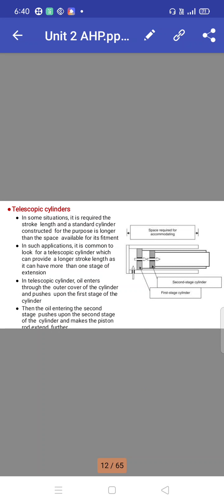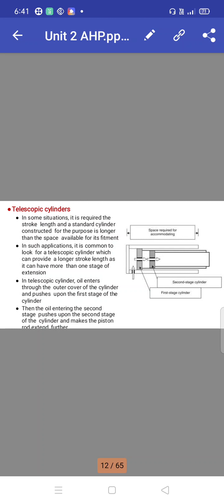Then telescopic cylinders. In some situations a long stroke length is required, and the standard cylinder constructed for the purpose is longer than the space available for its fitment. In such applications, it is common to look at telescopic cylinders, which can provide a longer stroke length as they can have more than one stage of extension.